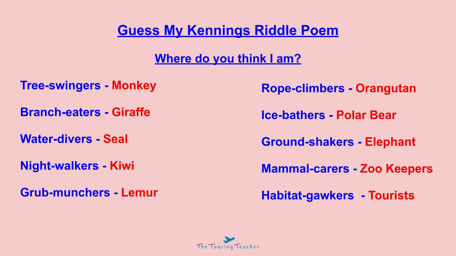So let's have a closer look at which those Kennings were describing. Firstly, tree swingers are monkeys, branch eaters are giraffes, water divers, seal, night walkers, kiwi, grub munchers, lemur, rope climbers, orangutan, ice bathers, polar bear, ground shakers, elephant, mammal carers, zookeepers, habitat gawkers, tourists.